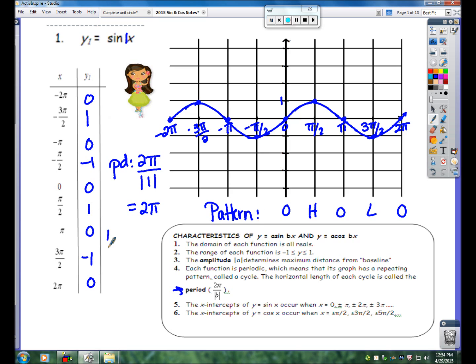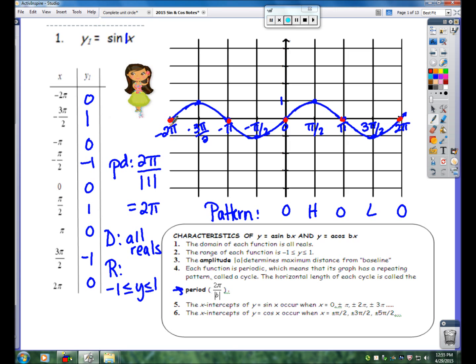Now our domain for a sine graph is all reals. But our range is going to be between the values 1 and negative 1. You can see our x-intercepts, where it touches the x-axis and our graph is 0. Those are our x-intercepts for our sine graph. So for sine, you need to remember oh ho low, 0 high, 0 low, 0, and it's going to help us with our pattern.